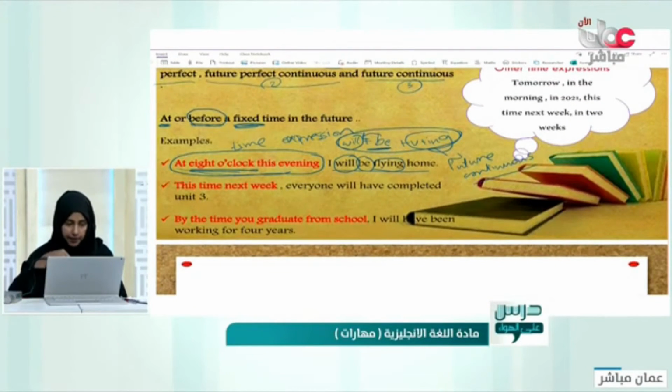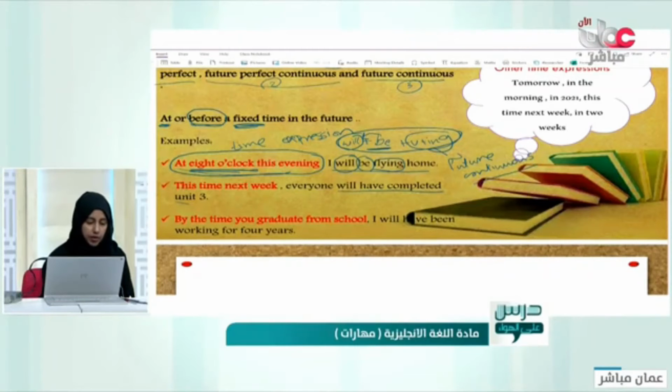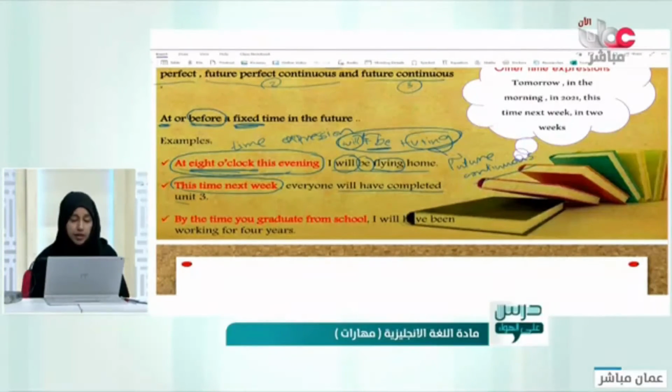This time next week, inshallah, everyone, grade 12, everyone will have completed unit 3, inshallah. So we'll have completed unit 3. Okay, so we have this time next week, inshallah, all of you will have completed unit 3. So we have again will. So always we use will. Why? Because as we said here, we use will to indicate future. Okay? And plus have completed.